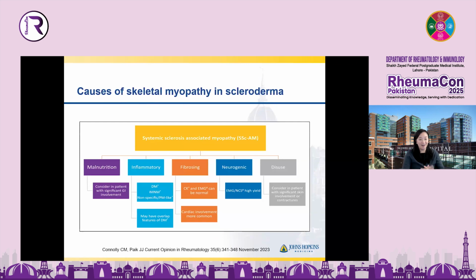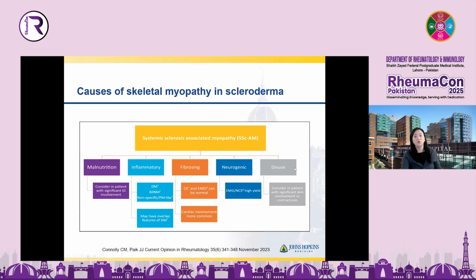So with all that data, I hope I didn't bore you too much, but as you can see, we recently published a review on all the studies that we've looked at over the past 10 years, with a highlight on the more recent studies in the past 5 years about these patients who have scleroderma and muscle involvement. I think we would really break it down into this fibrosing group, but of course the inflammatory group, like dermatomyositis or necrotizing, and that neurogenic group.